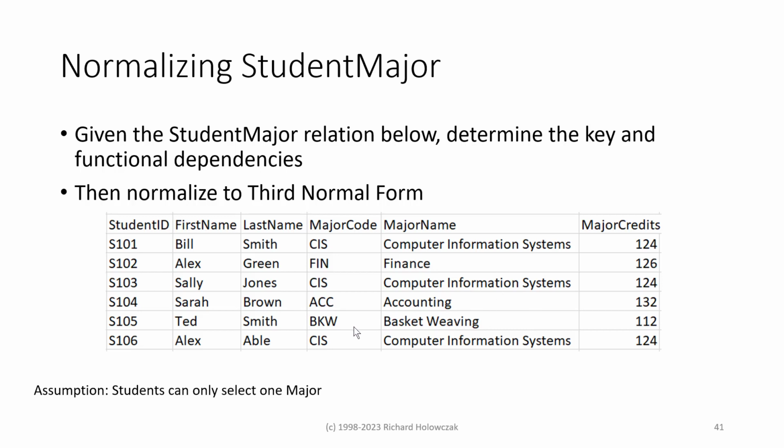So let's dig in. The instructions are, given the student-major relation below, determine the key and functional dependencies, then normalize to the third normal form. So we're going to go a little further this time. The assumption here is that students can only select one major. One major, that's all you get.